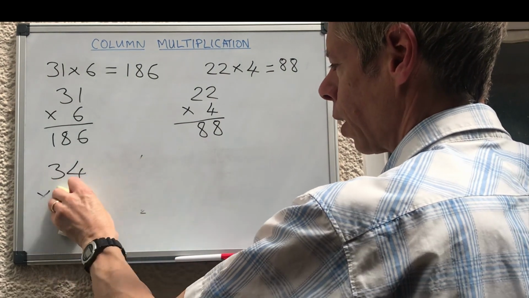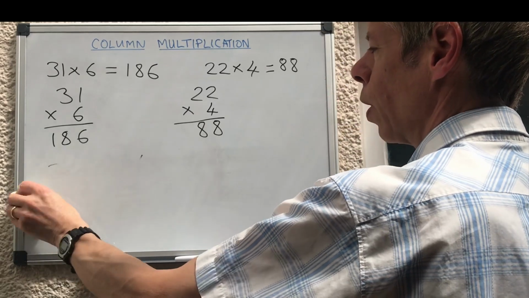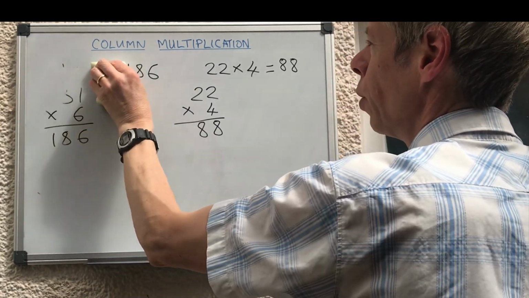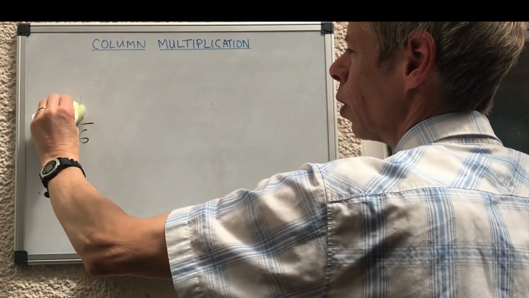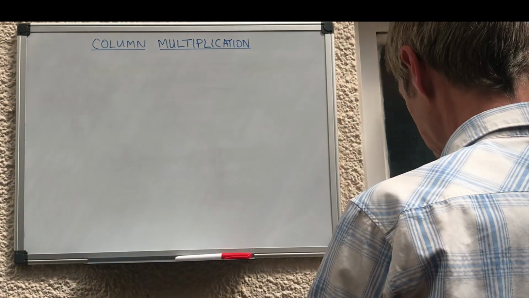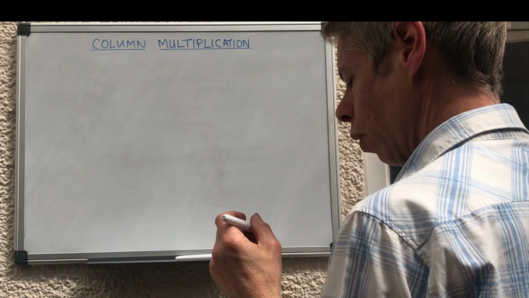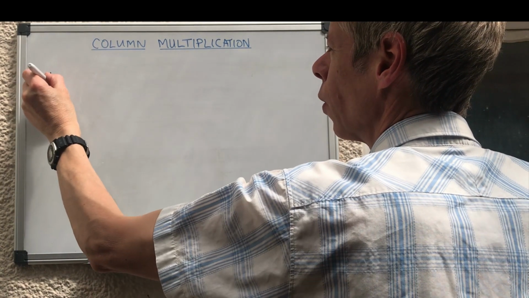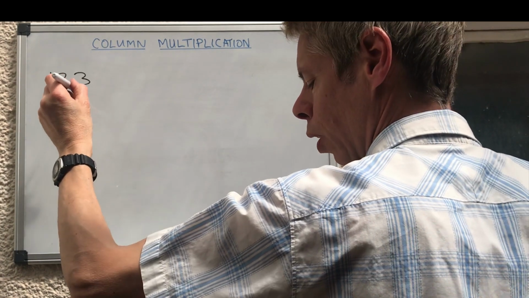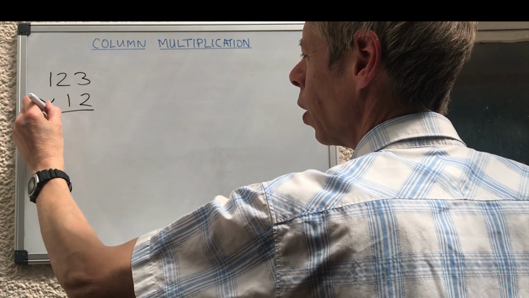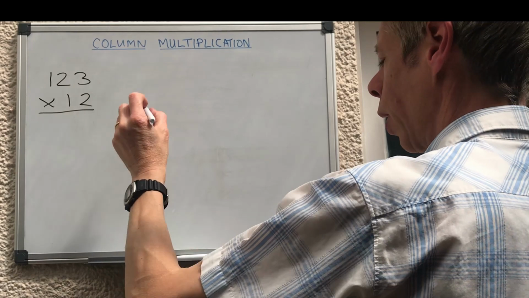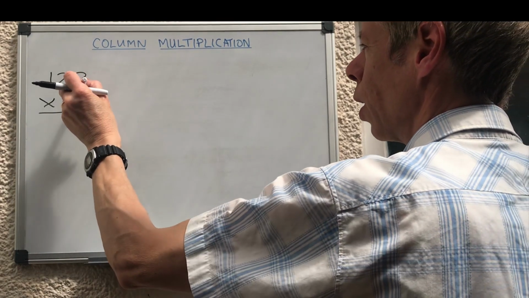Right, let's rub these out. Then we're going to look at 3-digit numbers multiplied by 2-digit numbers. So, first one is 123 multiplied by 12. So the way we do this, first of all, we use the 2.